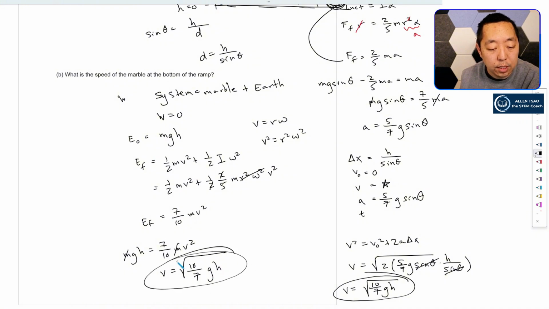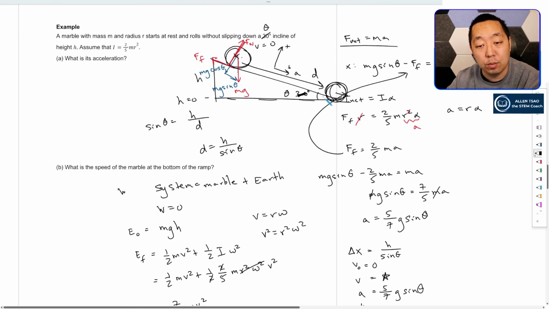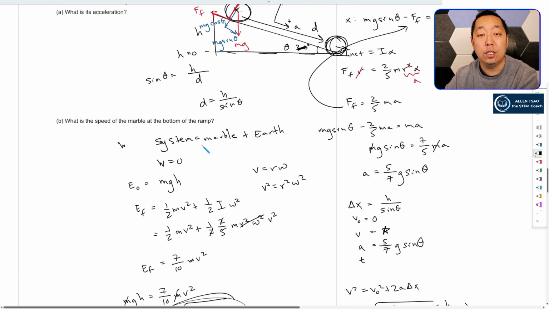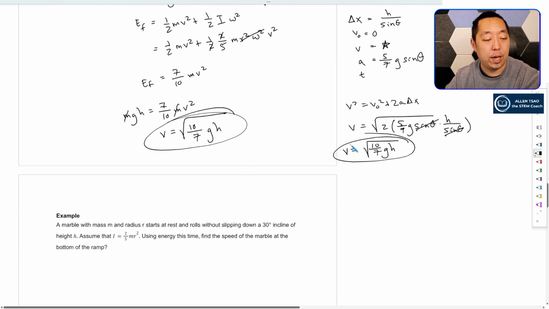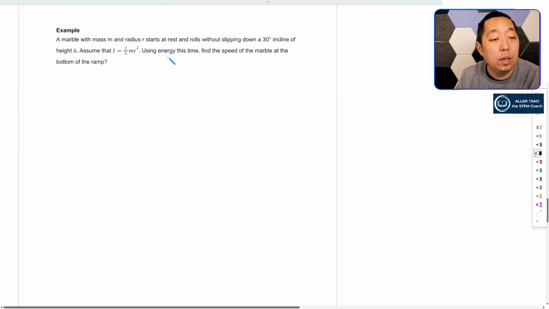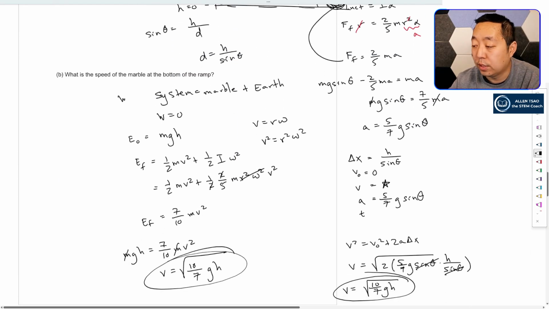So you could see, again, how much we saved. How difficult was it for me to find the speed at the bottom? It was a lot of analysis, all the F net, and then the kinematics part, and then energy allowed me to get it faster. And so you can see we get the same answer whether we use energy or whether we use forces, torque, and kinematics. That's the exact same thing we just did. So that was the example there.